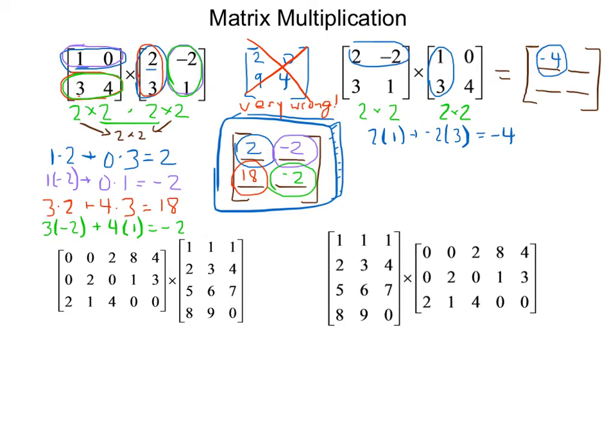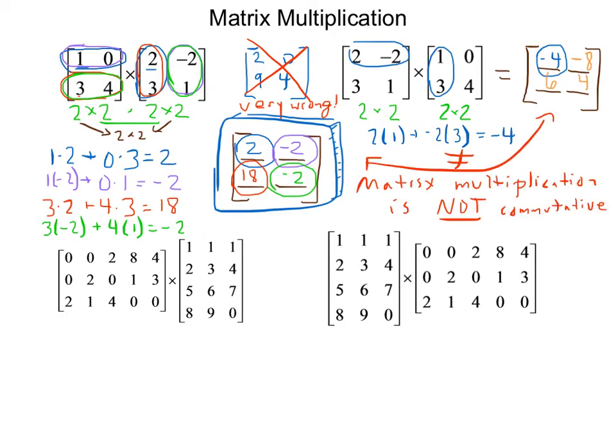I'm just going to fill out the rest of this one. I don't need to showcase all that arithmetic again, but we wind up with this very different looking 2 by 2, simply by changing the order. So this order is important here, and this tells us that the multiplication is not commutative. So the order that you multiply your matrices in is very important.